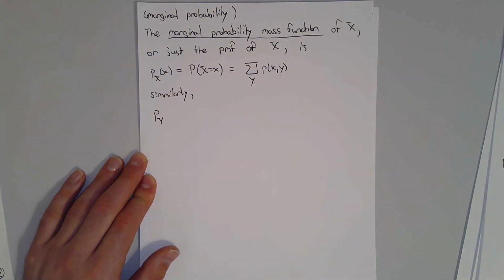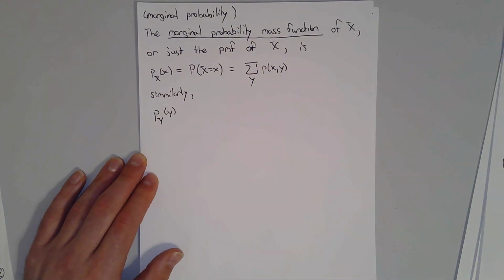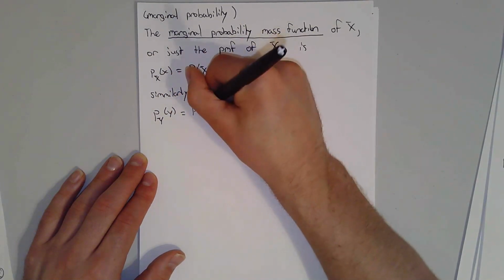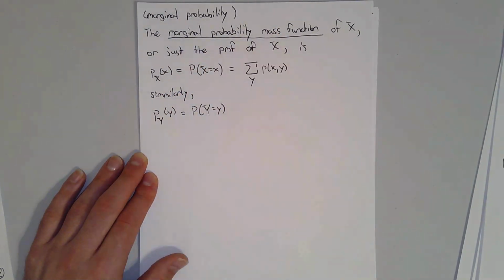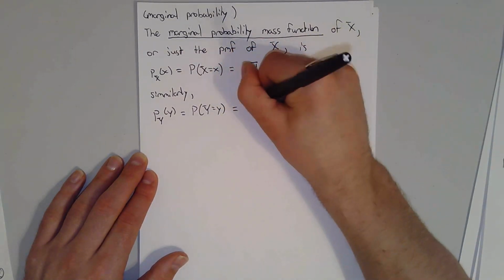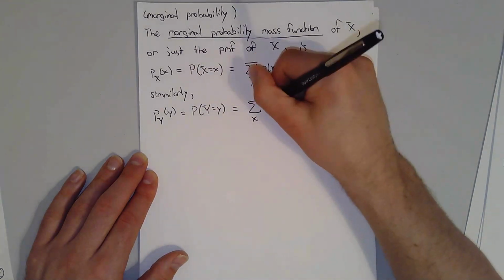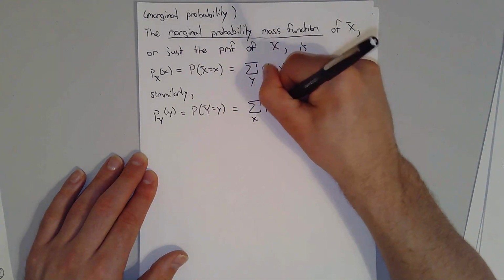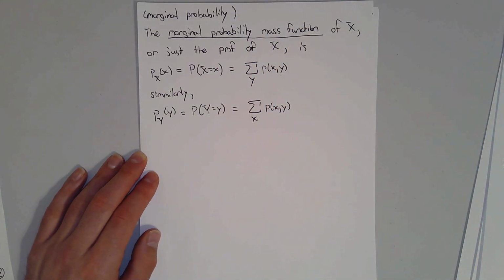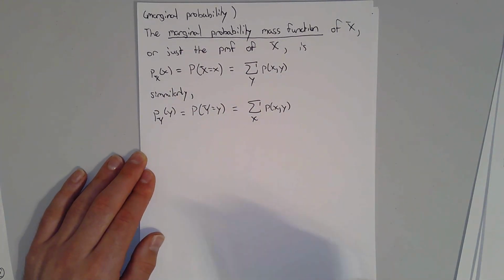these look like capital P's, but I assure you they're little p's. So little p sub capital Y of little y is the probability that capital Y takes on the value of little y, and the roles are just reversed. It's the sum over all possible values of x of little p of x comma y. So to see that this is actually true, I make the following argument.